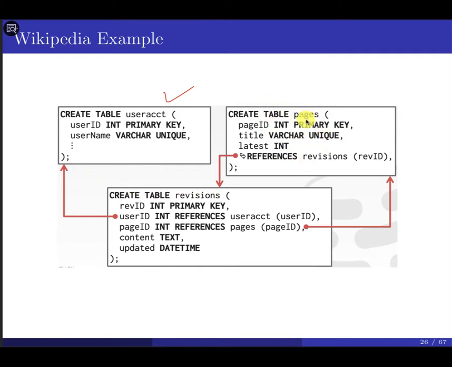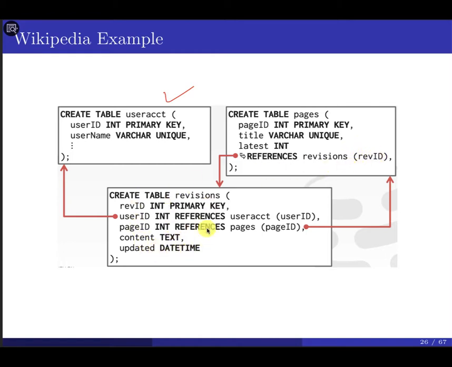We have another table called page. And what is this table going to do? It's going to contain the latest version for a particular page. In general, here you have a page ID, the title of this page, and the latest, which is going to be a reference, a foreign key constraint associated with the revision ID.